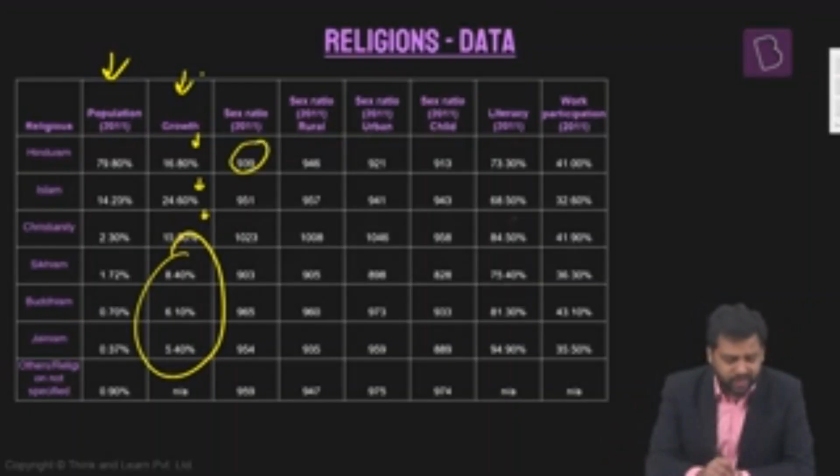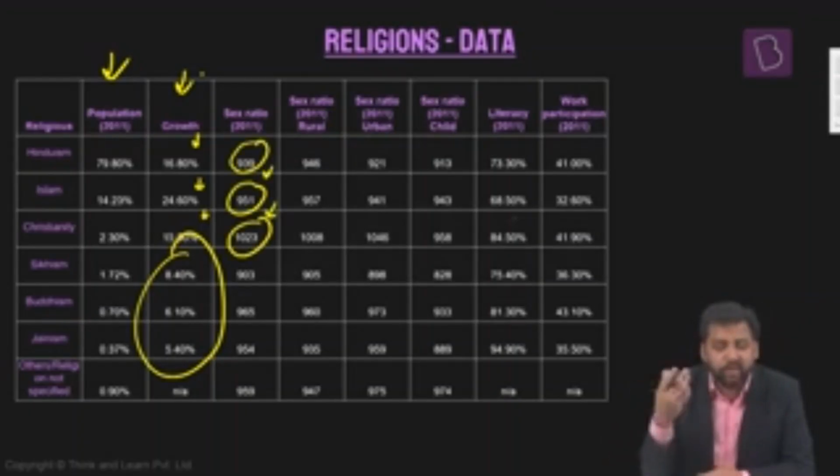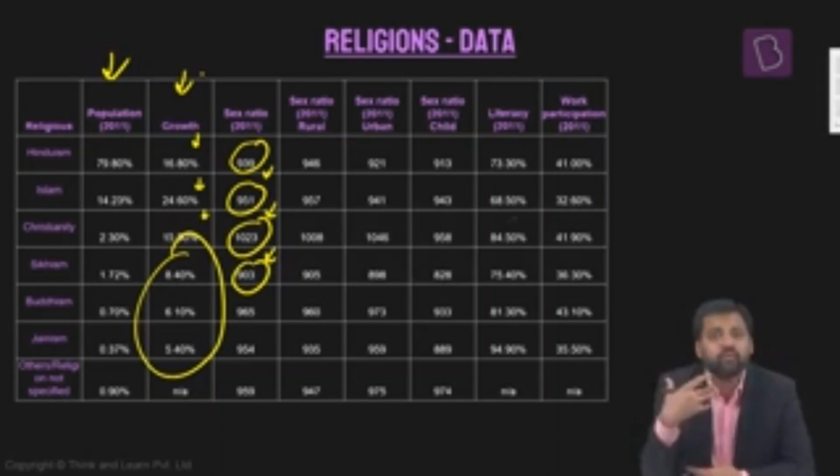Sex ratio among Hindus is around 939 in 2011. For Muslims it is better, 951. Christians it is even better. Among Sikhs it is a cause of concern, 903. And Sikhs are one of the most affluent communities as well, so among them a poor sex ratio is definitely a cause of concern.